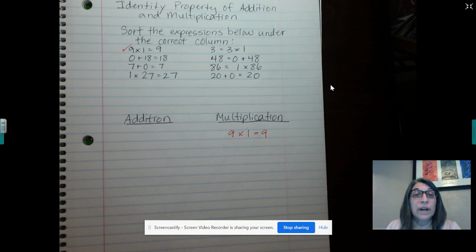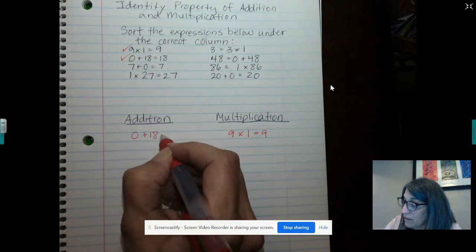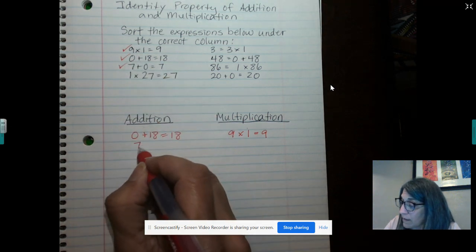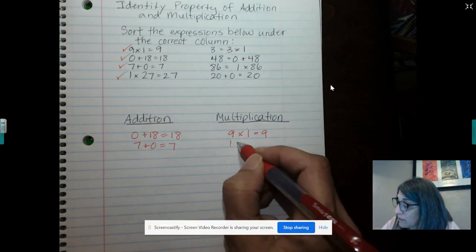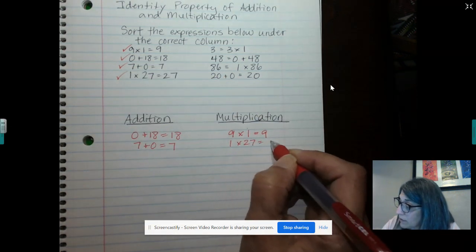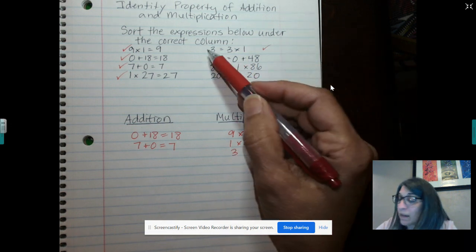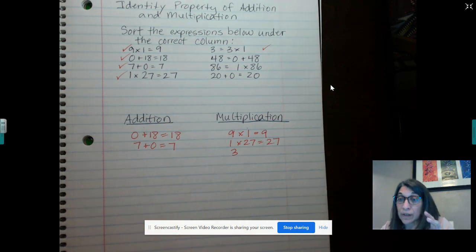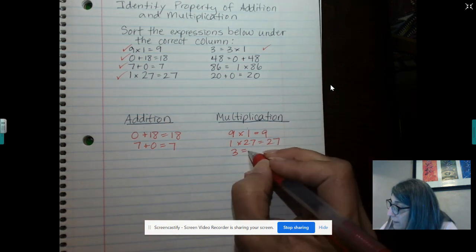Okay, welcome back. We're going to finish. I'm going to go down my column. 0 plus 18 should have gone on the addition side. Okay, 7 plus 0 should have gone on the addition side. 1 times 27 should have gone on the multiplication side. 3 times 1. Notice sometimes I'm putting what we call the answer, or the value, first, because you're going to see it written like that. Doesn't matter. They're still equivalent.